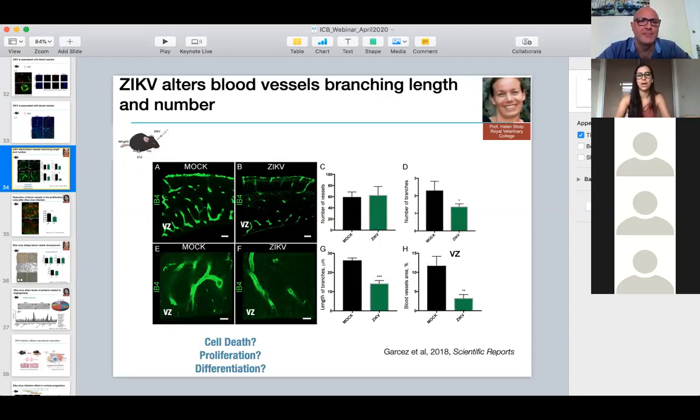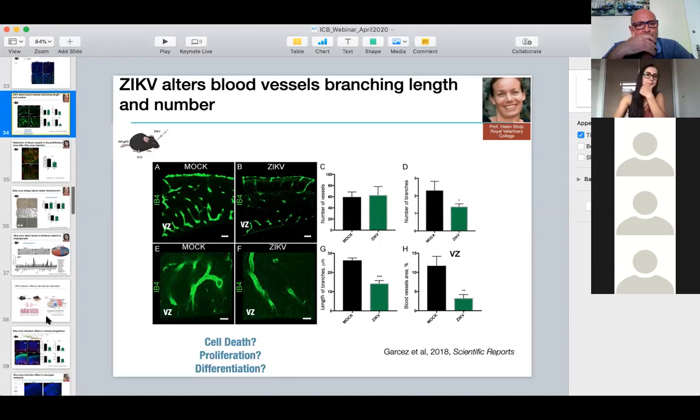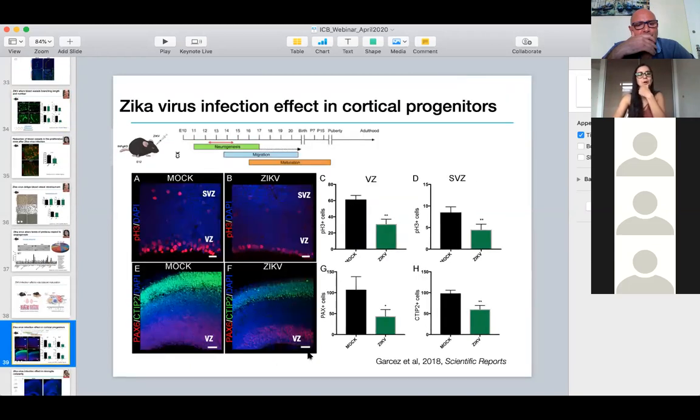As you can see here, you have a reduction of the length, but you don't have a reduction of the number of vessels, for instance. So it seems to be something very timely, and then after this first stage, it catches up. It's just a delay. In comparison, when you look at the reduction of the progenitors, this pool of progenitors will never be replenished. It's something that is for life. You have a reduction and that's it. Thank you.